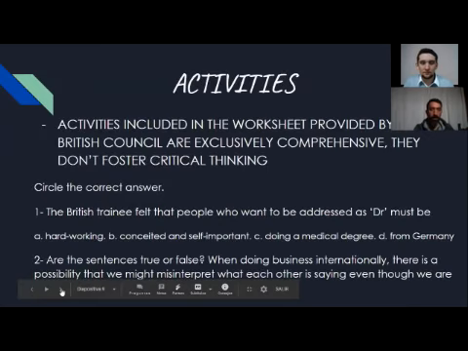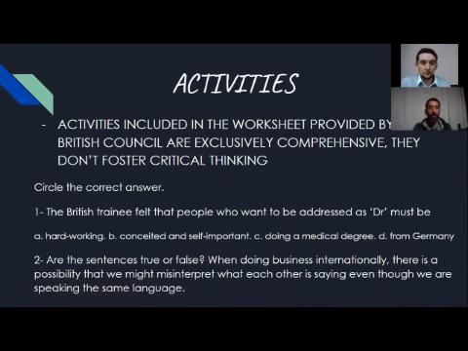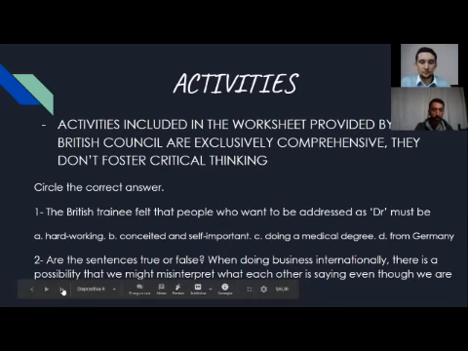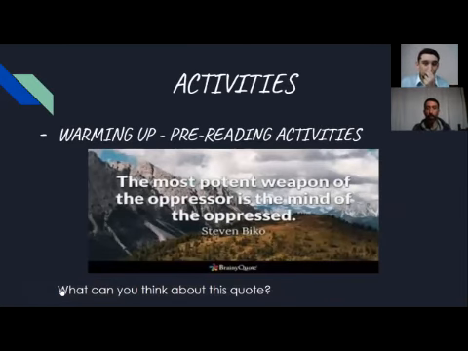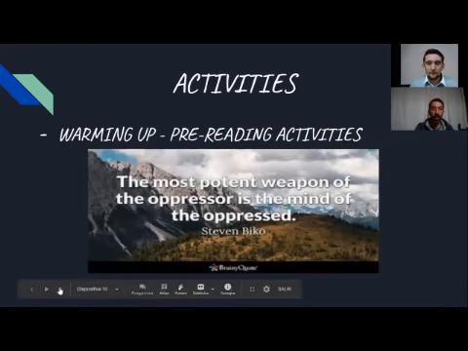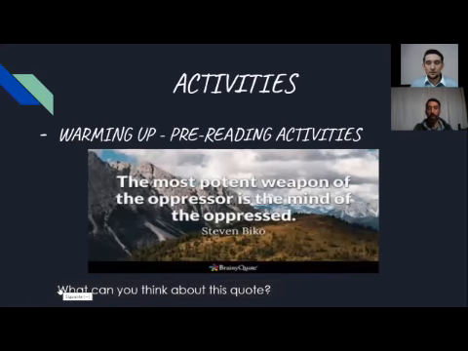Then we can say that the activities included in the worksheet provided by the British Council are exclusively comprehension activities. They don't foster critical thinking. For example, it says, circle the correct answer, and the second one is true or false. And we decided to add the following: a warming up or pre-reading activity, with a quote that says, the most potent weapon of the oppressor is the mind of the oppressed. So students have this question: what can you think about this quote? So this is going to be an activity that students may think about.